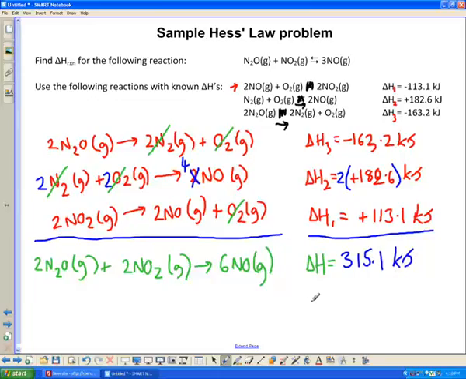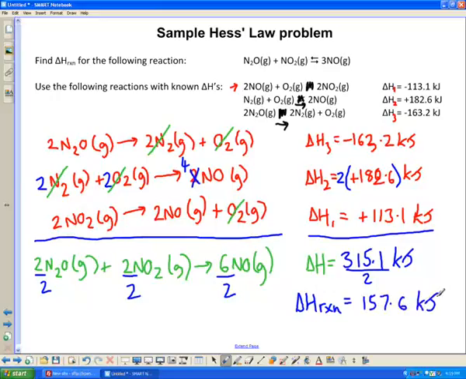Alright? But that's not the delta H we want, because this is not the same as this. What do we have to divide through by for this to get to this? Of course, we have to divide through by 2. And if we divide the equation through by 2, we're going to divide this through by 2 as well. And what we get is 157.6 kilojoules.